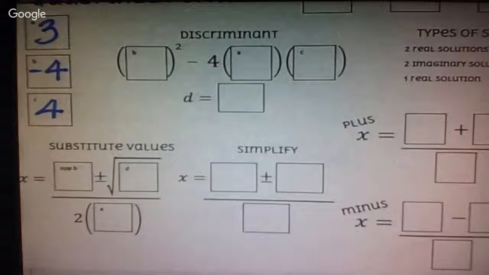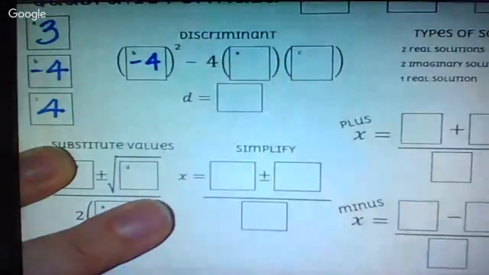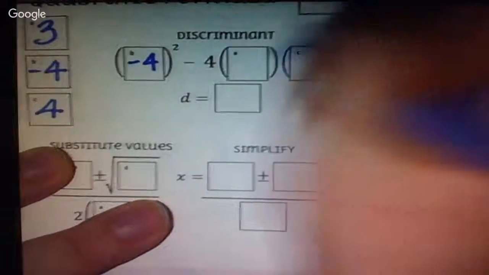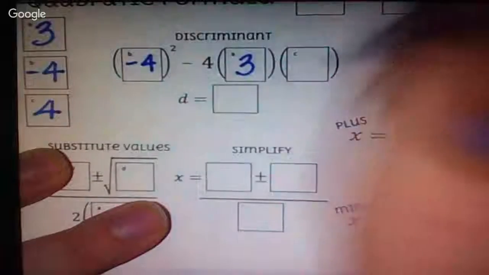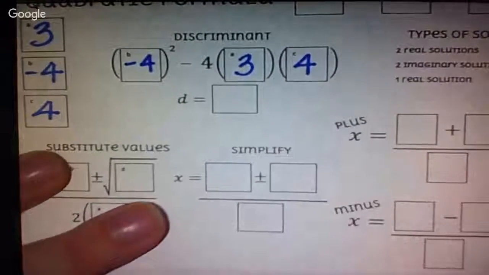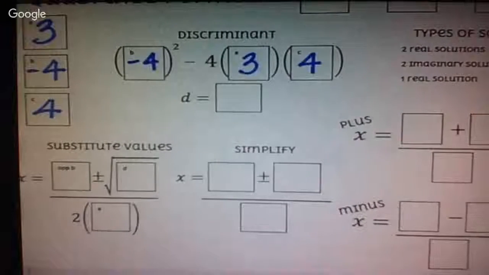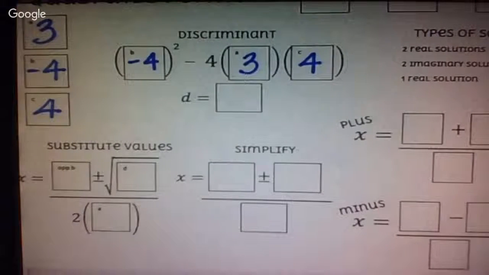Okay. Now we're going to use the discriminant to decide how many solutions I have. Same thing like we did yesterday. B squared, so -4 squared, minus 4 times my A times my C value. Make sure, if you notice, they put parentheses here for you. You have got to put it into parentheses.